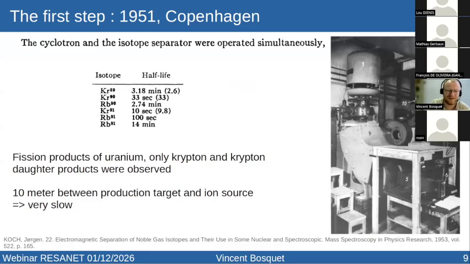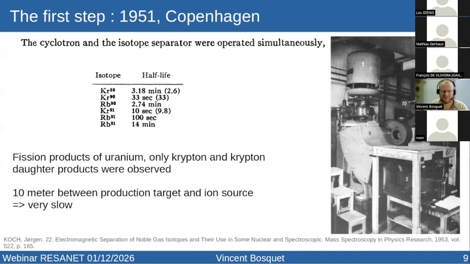So the very first step, 1951 in Copenhagen. In the paper written in 1951, there is this specific sentence: The cyclotron and the isotope separator were operated simultaneously. That means that the production inside the target was performed at the same time as the ionization.